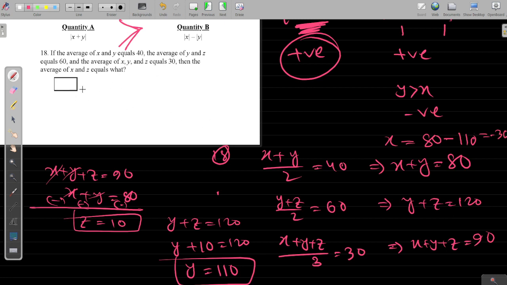Then the average of x and z. The value of x is minus 30, and the value of z is 10, divided by 2. That will be minus 20 by 2, which means minus 10. Okay. Now the next one.